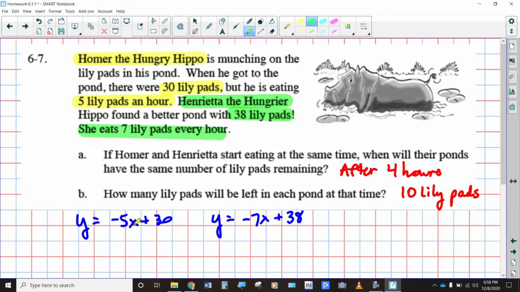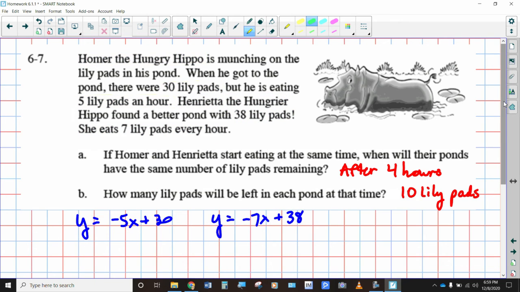So can you see how we came up with these two rules? Homer the hungry hippo has 30 to begin with, and he's eating at a rate of 5 lily pads per hour. So x represents the number of hours, and y represents how many lily pads are remaining. So that goes with Homer. Henrietta, she's got 38 to begin with, and she's eating more per hour. That's her rule. So the question is, if they start eating at the exact same time, when will both of their ponds have the same number of lily pads? And then how many will there be?